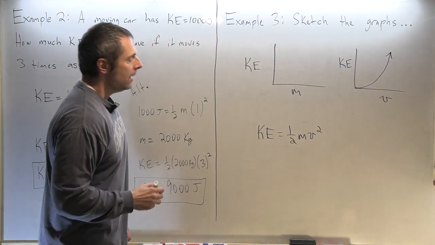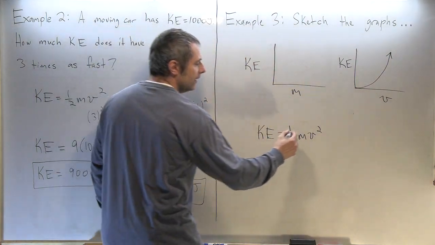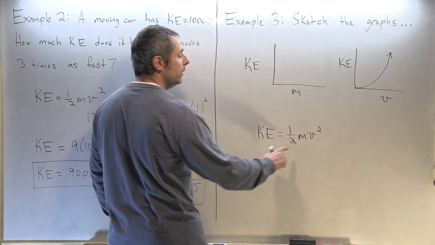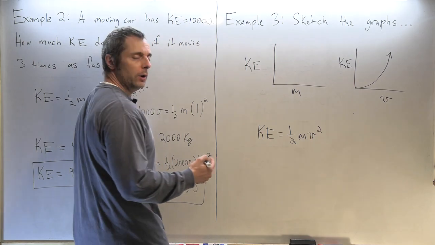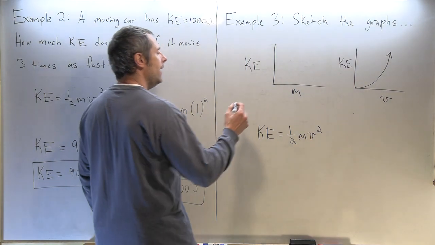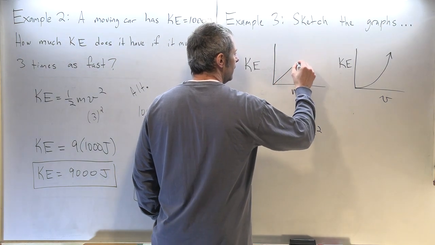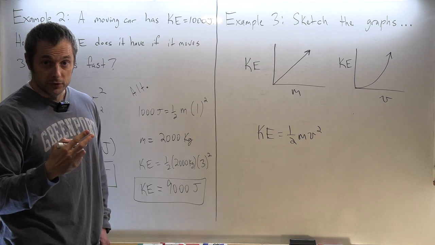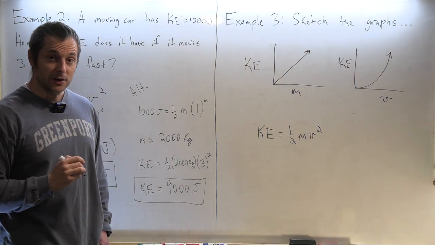Okay. The mass dependence, though, this is like to the 1 power. So it's like y equals x to the 1 power. And there's no squared on the mass term or to the cube power. So that is a straight linear line. You double the mass, you have double the kinetic energy. You double the speed, you have quadruple the kinetic energy.